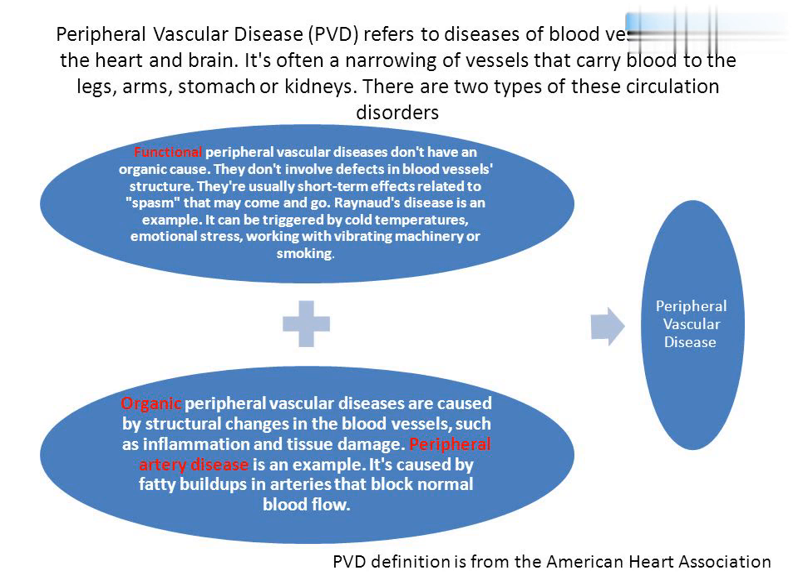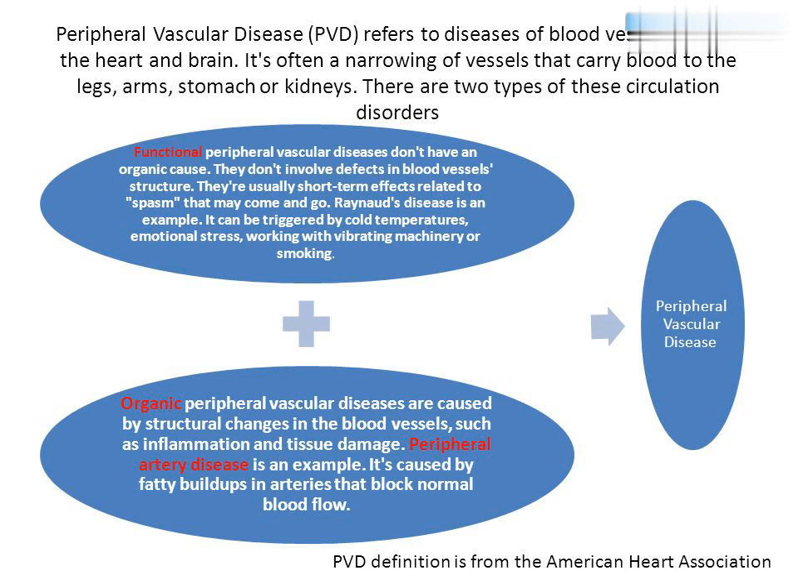Functional peripheral vascular diseases don't have an organic cause. They don't involve defects in blood vessel structure. They're usually short-term effects related to spasm that may come and go. Raynaud's disease is an example. It can be triggered by cold temperatures, emotional stress, working with vibrating machinery or smoking.